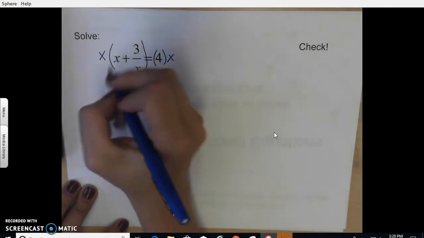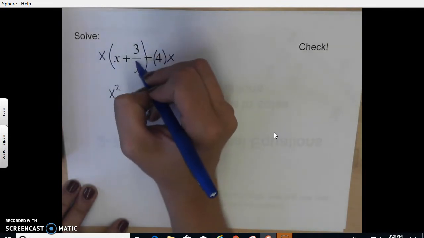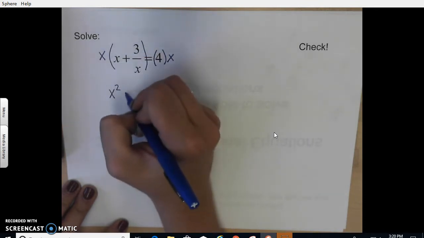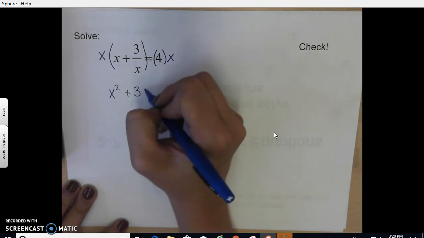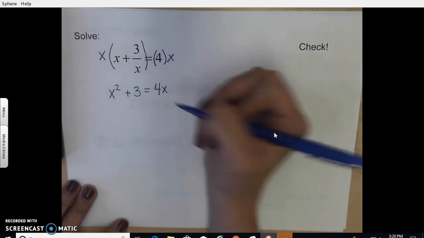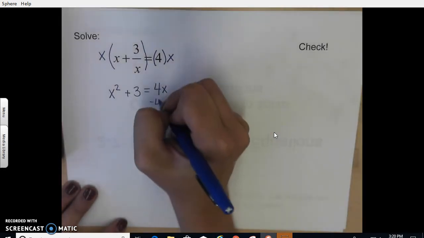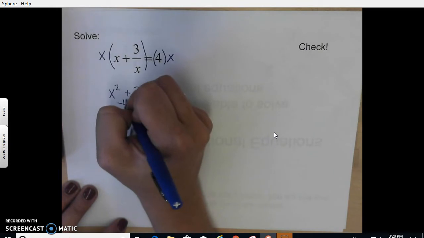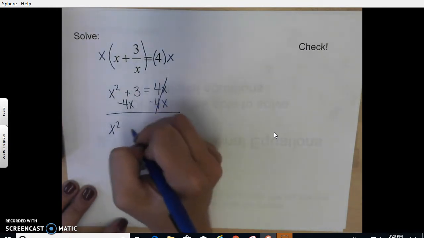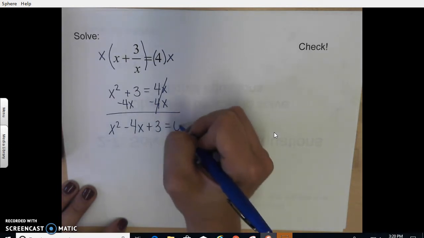So x times x would be x squared. X times 3 divided by x, the x's are going to cancel and we're going to be left with 3 is equal to 4 times x, which is 4x. Now that we have a quadratic, we need to move everything to one side, so I'm going to subtract 4x from both sides. x squared minus 4x plus 3 equals 0.